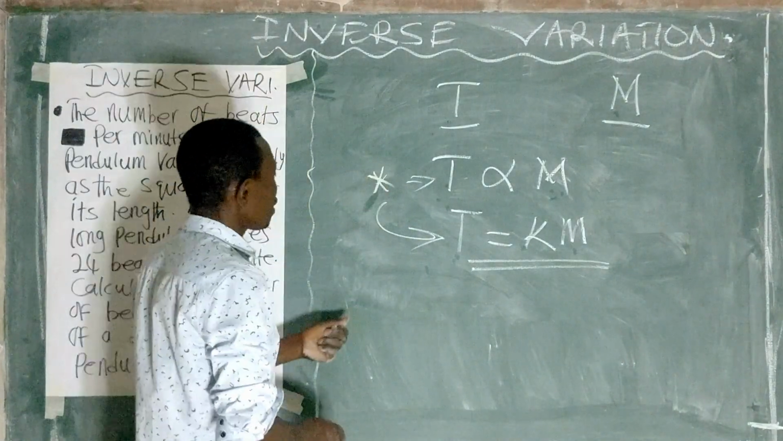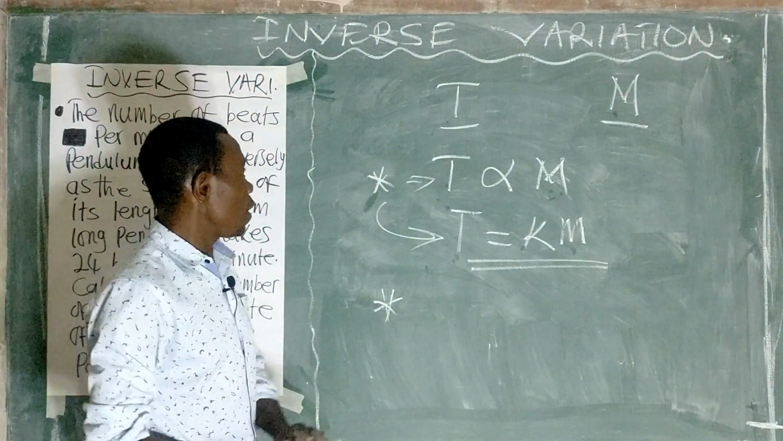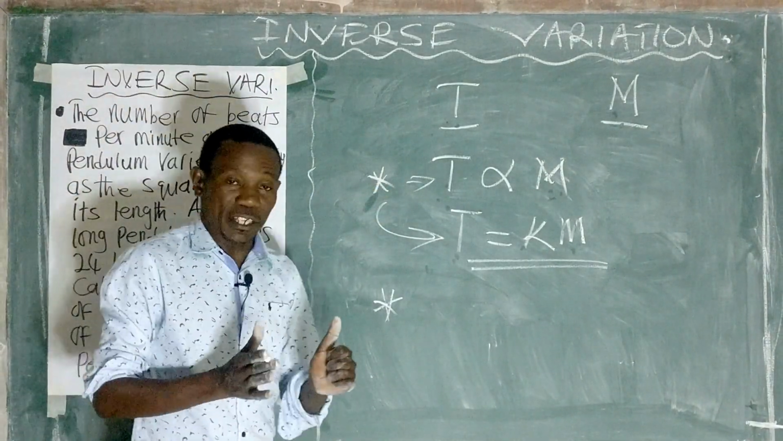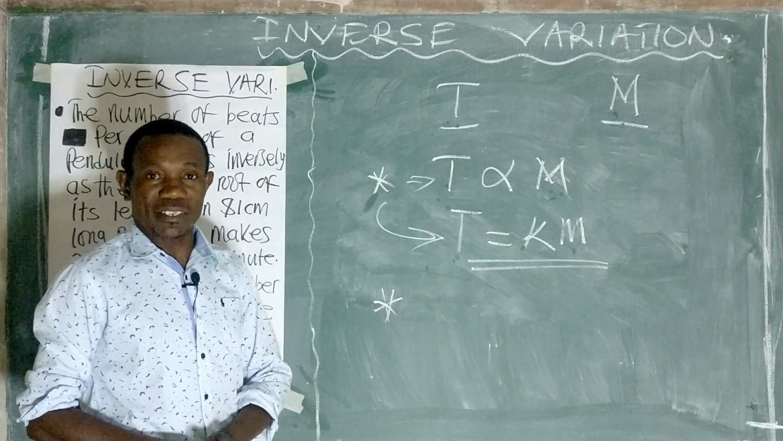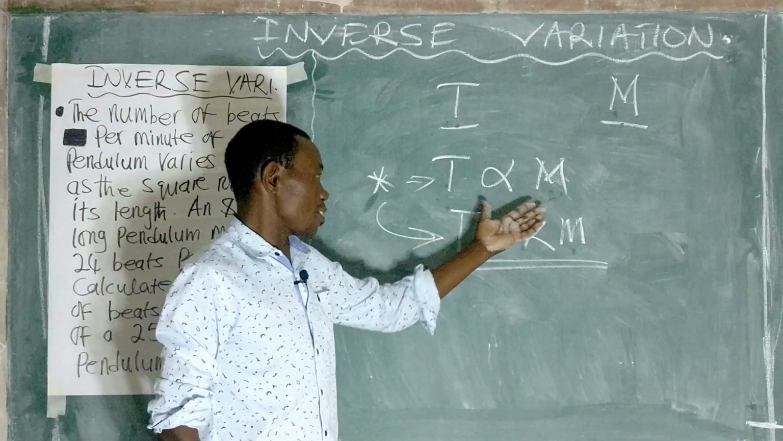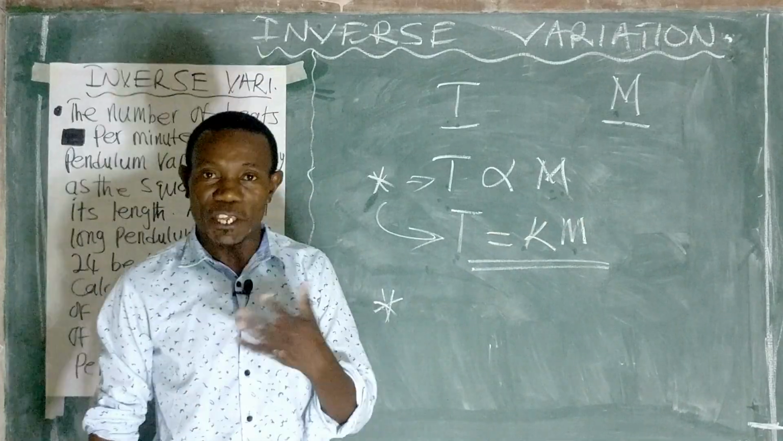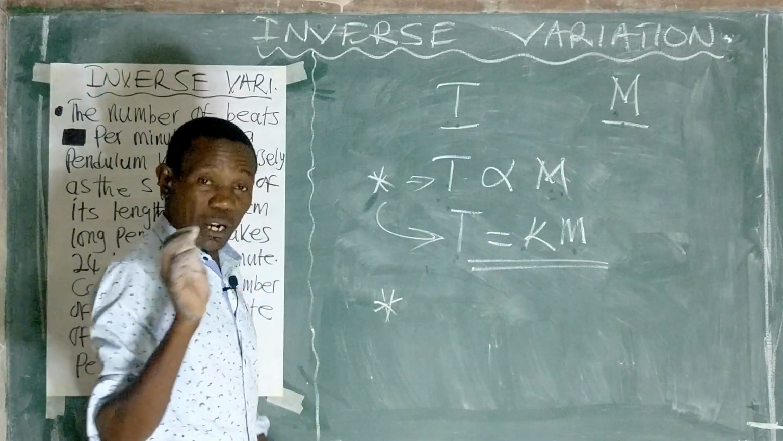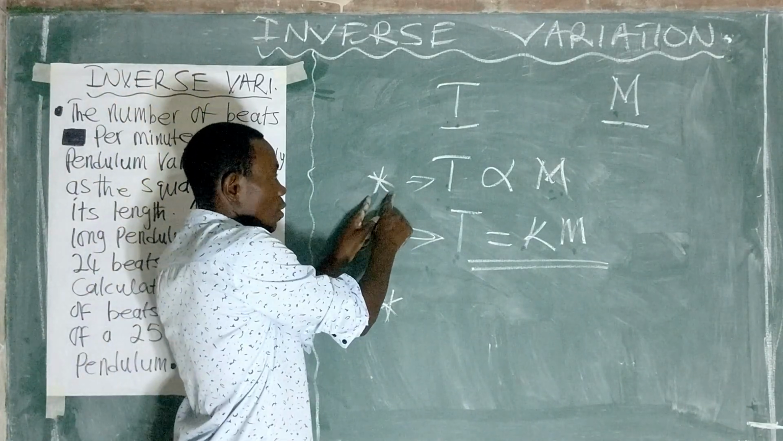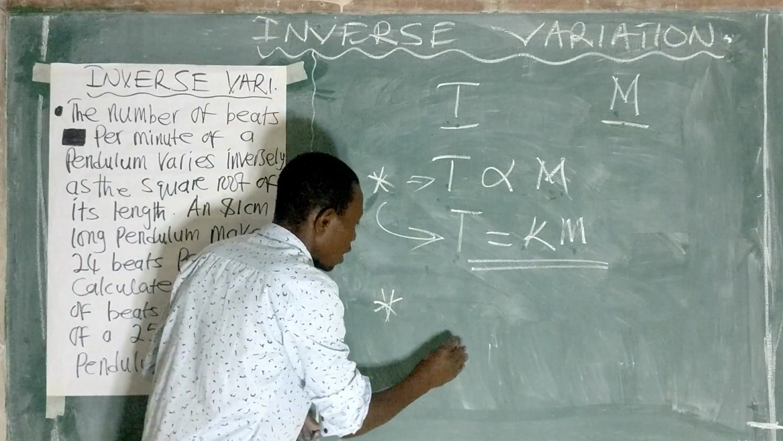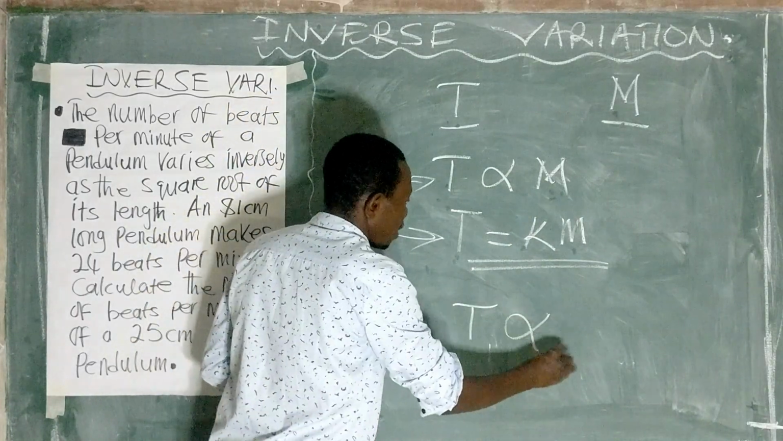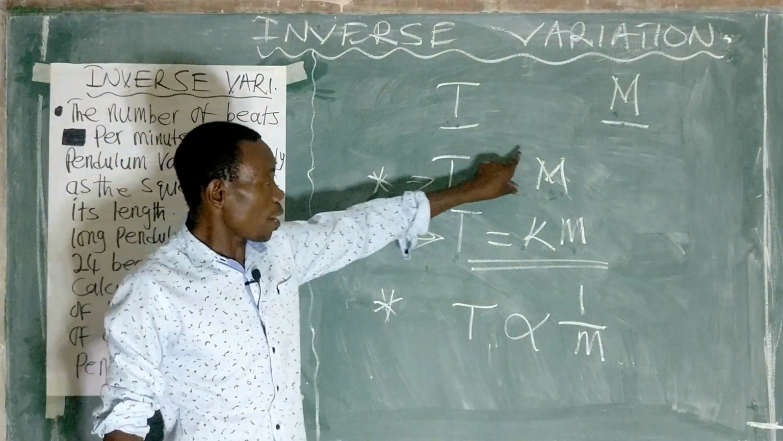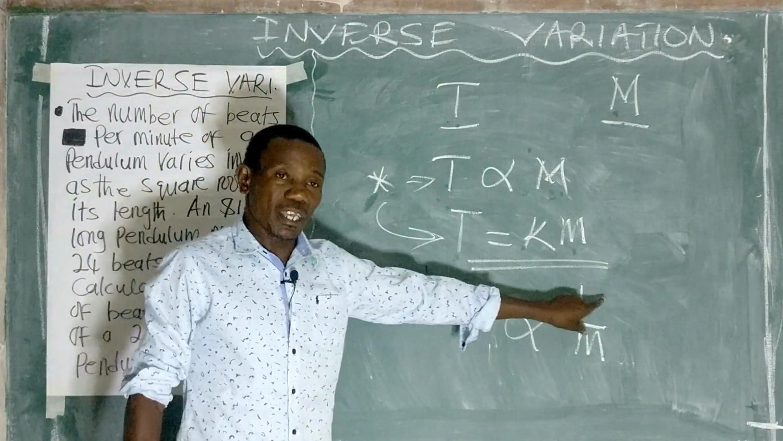Right. But now when it comes to the inverse, if we say T varies inversely as M, then the story changes a little bit. Based on the practical example we had, we cannot present our statement in this way when we're talking about the inverse, where one quantity increases, the other decreases. In this case, the statement will no longer be T varies like M, but T varies as 1 over M. So you can see here, this is about direct, this is about inverse.